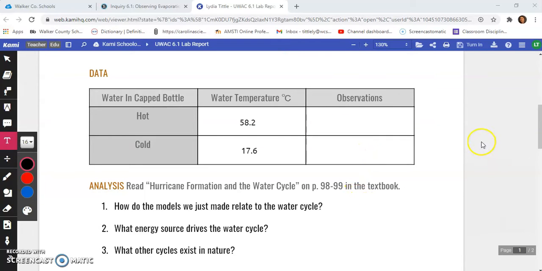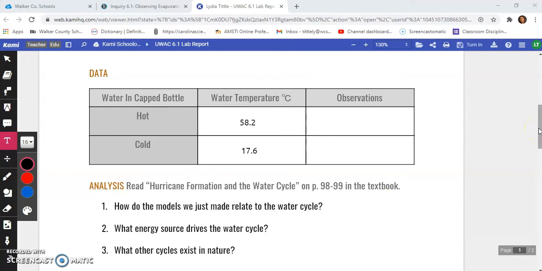Okay, when you get through making your observations, you are going to read hurricane formation in the water cycle on page 98 to 99 in the textbook. It is just a very short little passage. Really, it's just maybe 2 paragraphs and 2 pictures. So if you'll read that, that will help you to answer the questions. Because in this lab, we need to focus on the water cycle, because we've talked about evaporation and condensation. So make sure you pay attention to the pictures that are part of that reading selection.